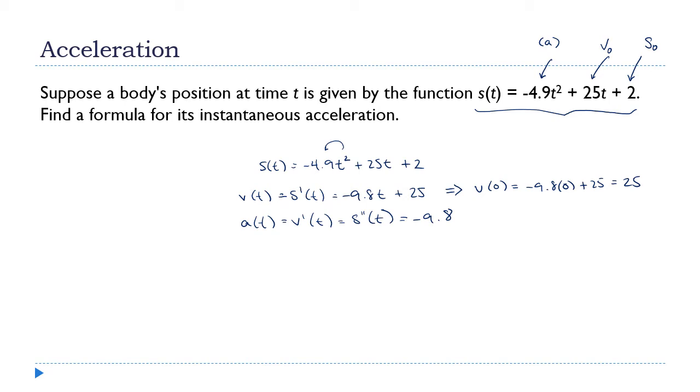Going back to my comments up here, the negative 4.9 wasn't the acceleration, but you can get to the acceleration from there. And again, if you've taken a physics class, you know this is the rate of acceleration due to gravity on the Earth.